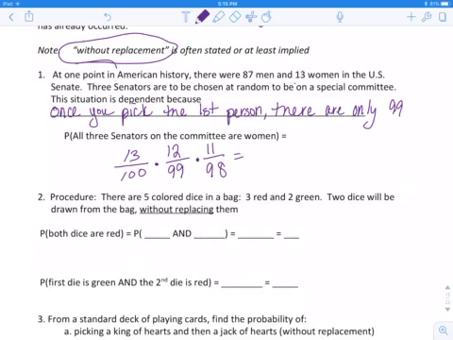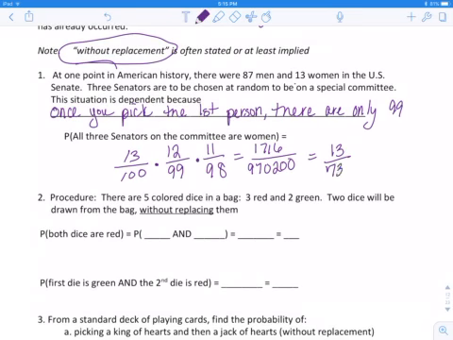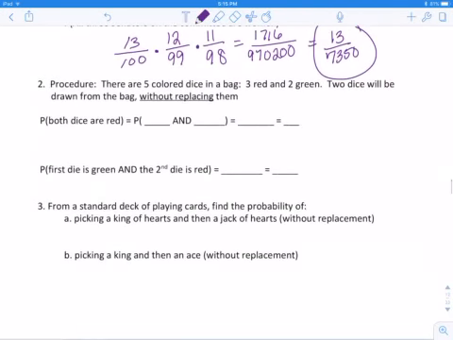When you multiply 13 times 12 times 11, you get 1,716. In the denominator, you'd have 970,200. And when we reduce this, we get our final answer of 13 out of 7,350. So it'd be a small probability that you'd get 3 women. Okay, we're going to look at 2 more situations.